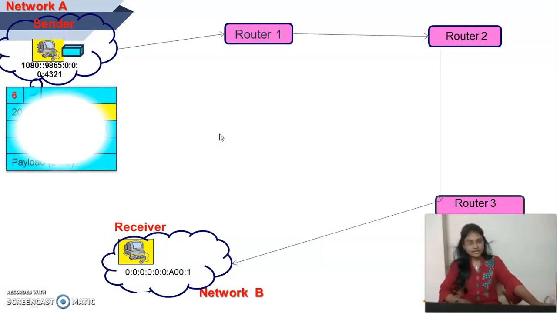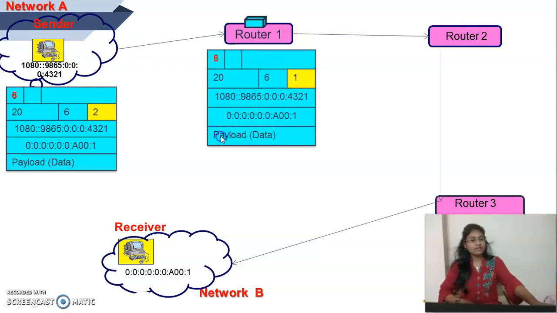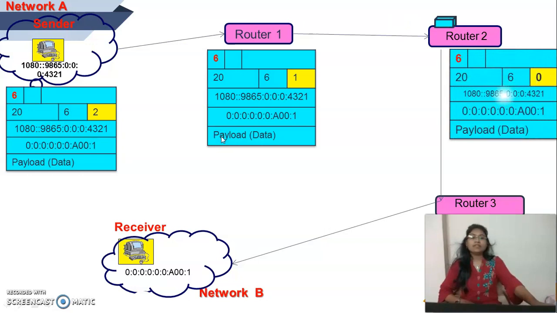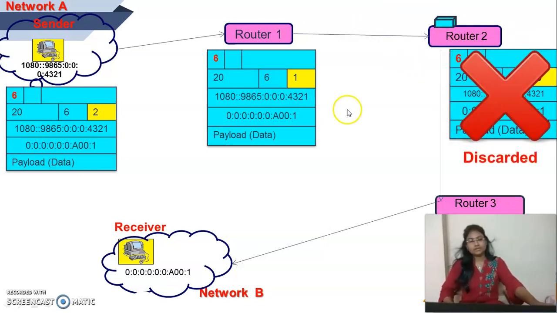Sender will again send the packet containing the hop limit field as 2. Router number 1 receives the packet, decrements the value by 1, and it becomes 1. Again, router number 2 decrements the value by 1 and so it becomes 0. At that time the router will discard the packet.